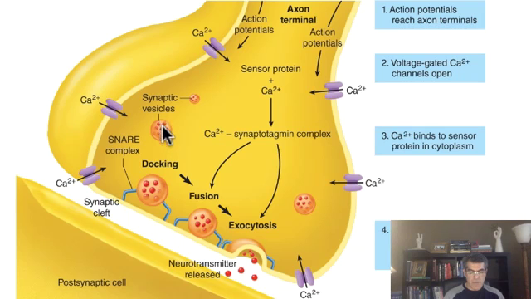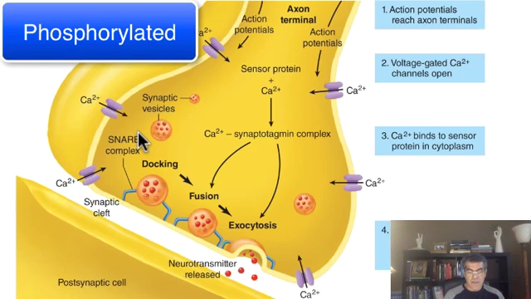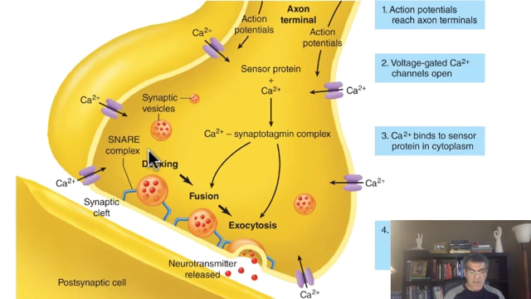And if you want this vesicle to move toward the end of the axon and release the chemical, we have to release it from the synapsin 1. Synapsin 1 releases the vesicle if it becomes phosphorylated. So phosphorylation of the synapsin 1 is going to let this vesicle go.